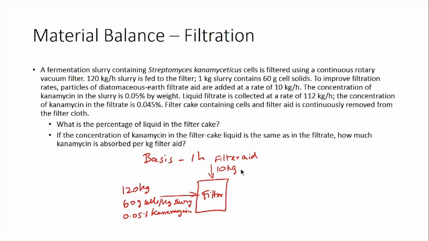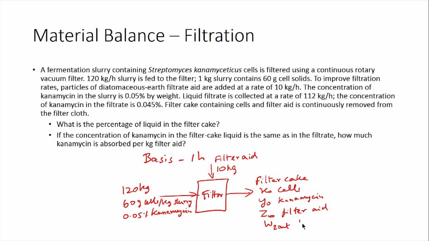Now we would have two exit streams, one being the filter cake, which contains the cell solids and the liquid which is accompanying the filter cake. So we write that as filter cake, which contains X0 cells, Y0 kanamycin, and Z0 filter aid, and the accompanying water, which I am just calling W2 out.